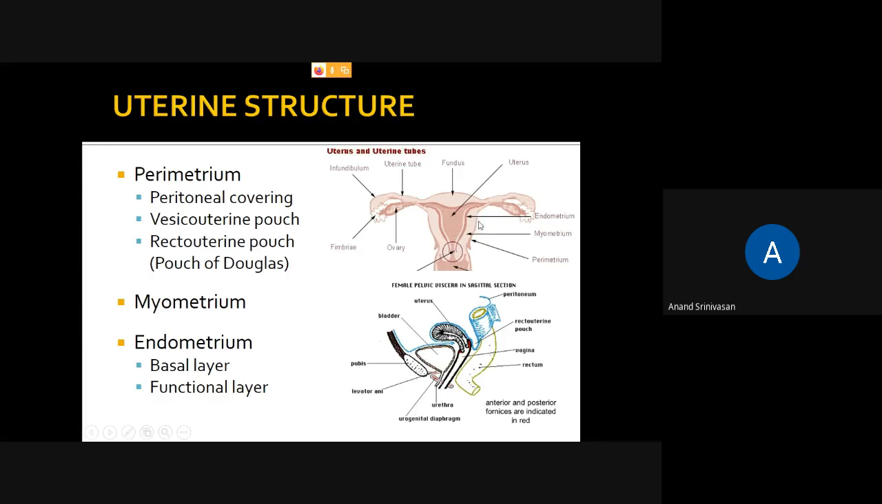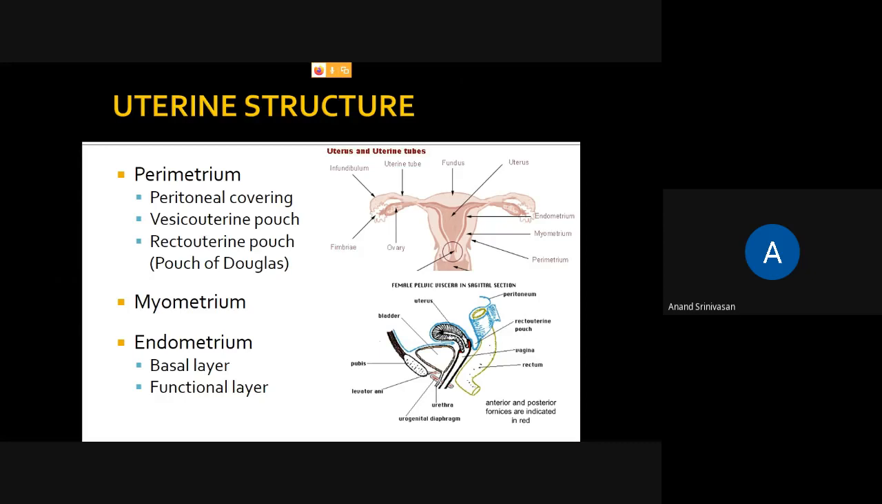The middle layer is called the myometrium. As the name indicates, myo means muscle, so it's largely made up of muscles. What type of muscle? You already know there are three types of muscles, right? Skeletal muscle, cardiac muscle, and smooth muscle. The muscle present here in the uterus is smooth muscle.